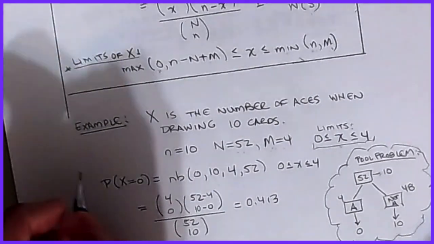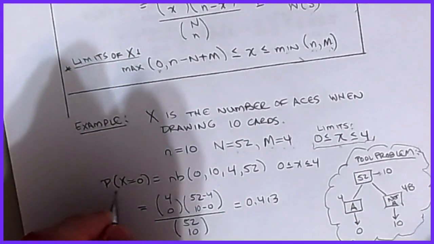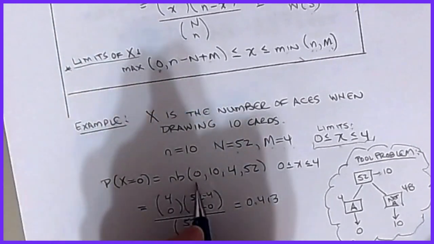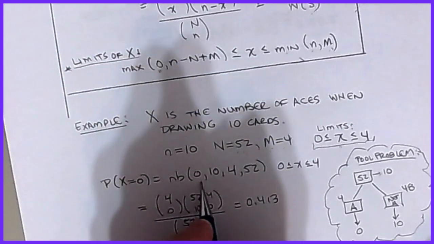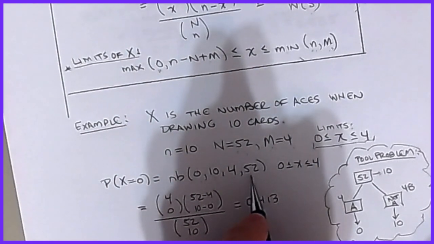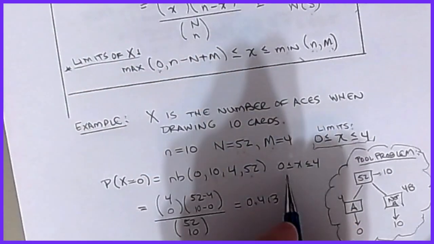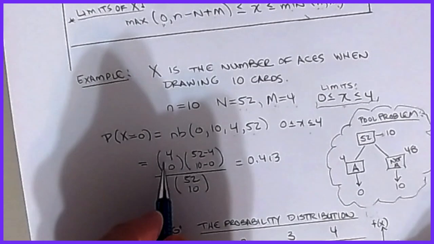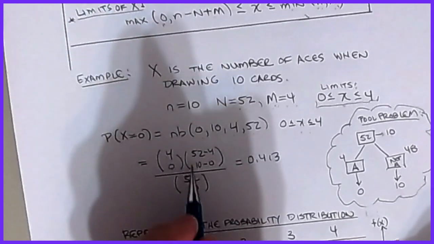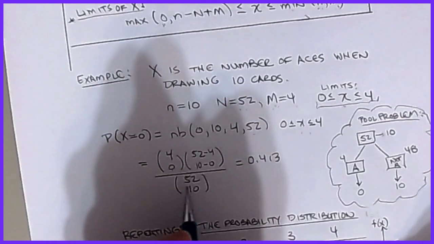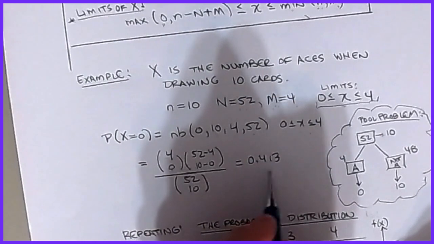All right, so let's just assume that we want to find the probability that I get 0 aces when I draw 10 cards out of a deck. Okay, so this is a hypergeometric. We're looking for the number 0. We have 10 trials. We have 4 possible successes and a pool of 52. Again, limits are 0 less than or equal to x less than or equal to 4. If I plug into my formula, we're looking at 0 out of 4, I'm looking at 52 minus 4 and 10 minus 0, and then I'm dividing all that by the combination of 52 choose 10. And that number would be 0.413.